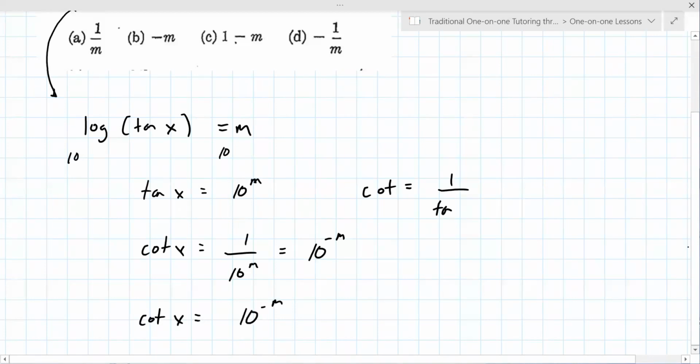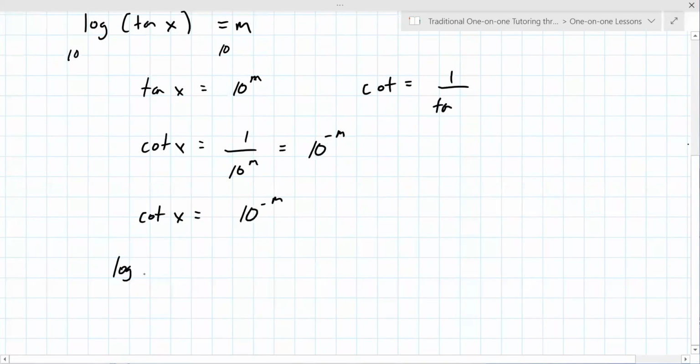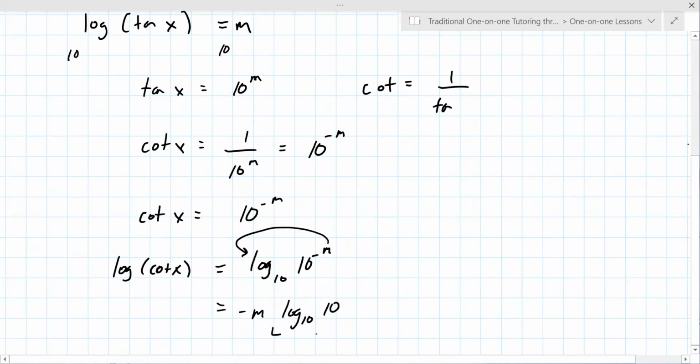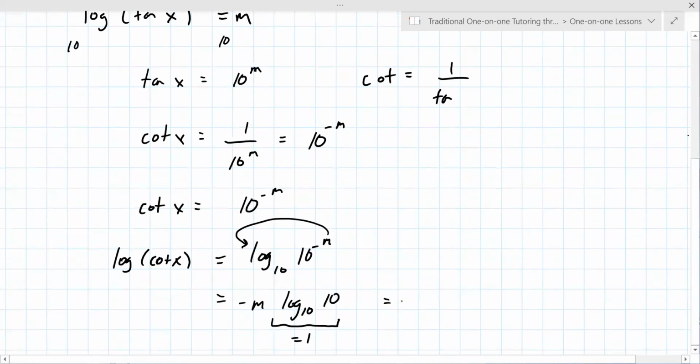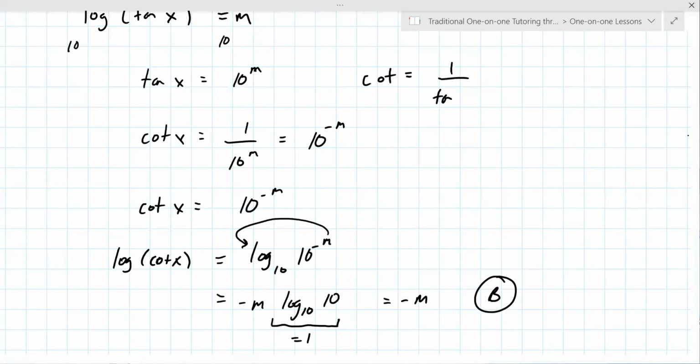Cotangent x is 10 to the negative m. So if you take the log of both sides, log of the cotangent of x equals the log base 10 of 10 to the minus m. You can bring this minus m out front, so you get minus m log base 10 of 10, and this right here equals 1, so you just get minus m out of that. Oh, I forgot about that rule. So letter B. These are really good questions.